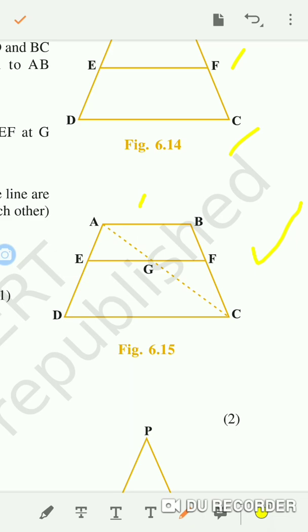Same way here also we can apply that theorem, but it will apply like inverse. AG upon GC is equal to BF upon FC. So here what is common? AG upon GC. So directly we can prove this, but let us see how they are proved.